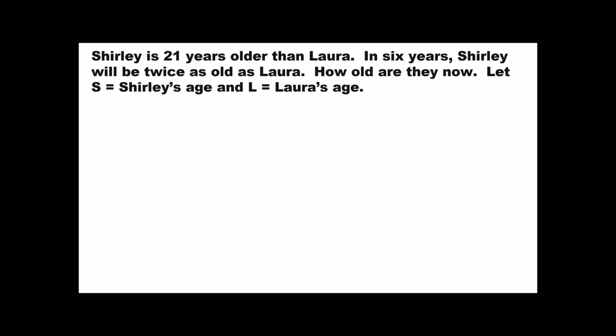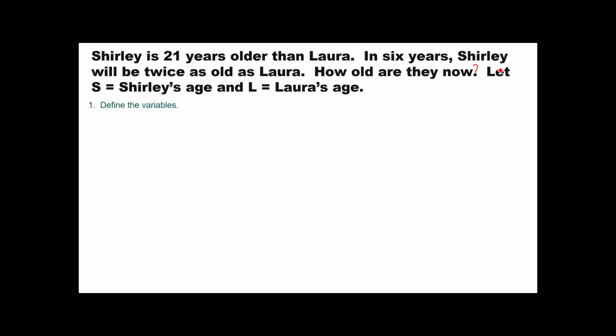Shirley is 21 years older than Laura. In 6 years, Shirley will be twice as old as Laura. How old are they now? Here's another typo. We'll fix that real quick. There's your question mark. Let S equal Shirley's age and L equal Laura's age.